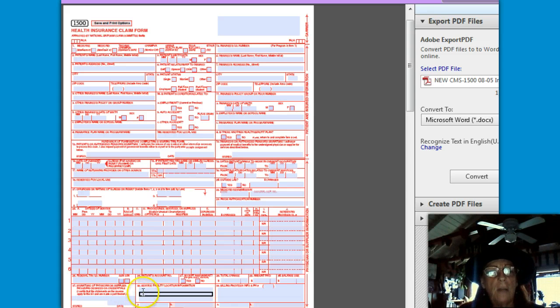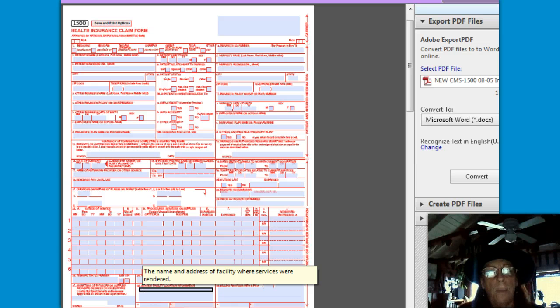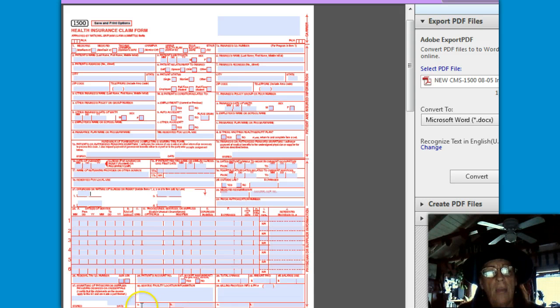If the patient is seen outside of the doctor's office, seen at a hospital, or seen at a nursing facility, you're going to type in that name, that address, and then you have to add their NPI to identify them.